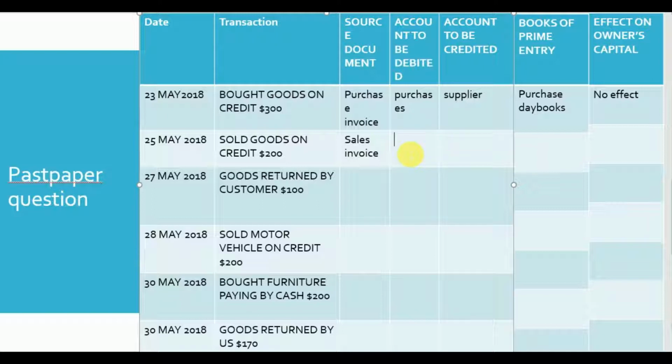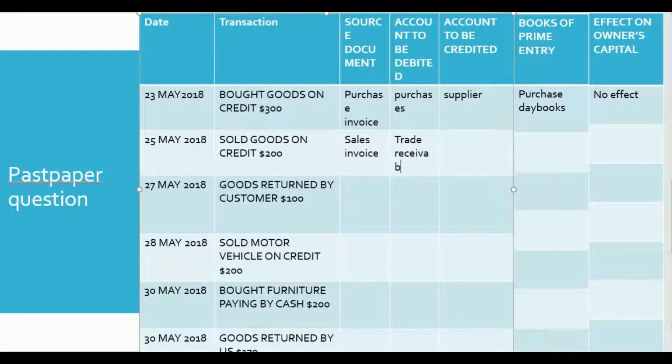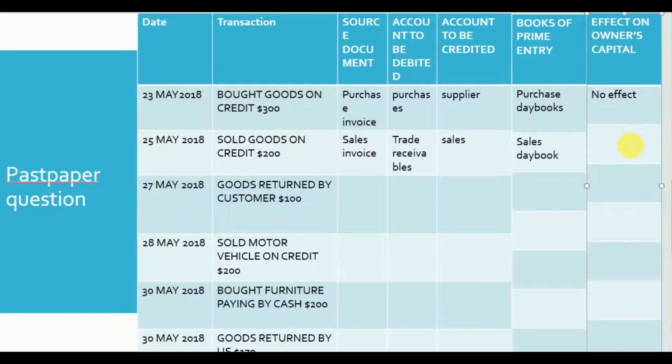For us, the goods are not coming in, but we will be receiving some amount from our debtors, from our customers. Our customers are trade receivables in accounting language. So we will say trade receivables account will be debited, and the goods are going out of the business. We don't have any particular account for goods, so we would record sales. Sales account would be credited. Books of prime entry: whenever we are making any sales on credit, we would record it in the sales daybook or journal. Both names are used.